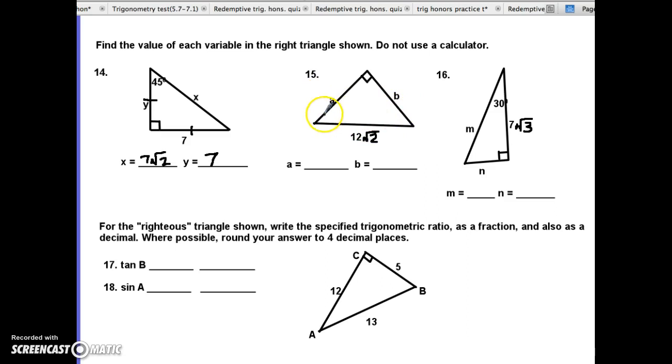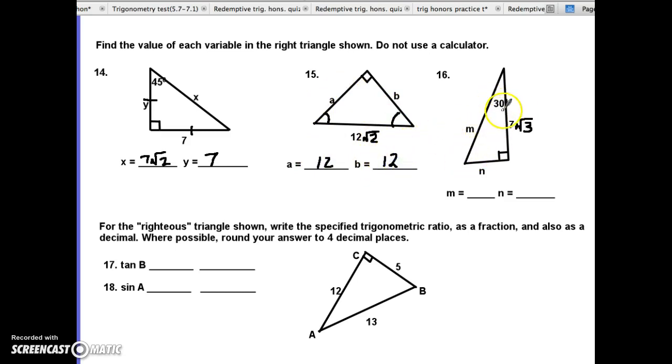Here's another one. I should have marked this as isosceles, so you know it's 45, 45, 90. This time they give us the hypotenuse is 12 root 2, so we know working backwards now this leg would be 12, and this leg would also be 12.